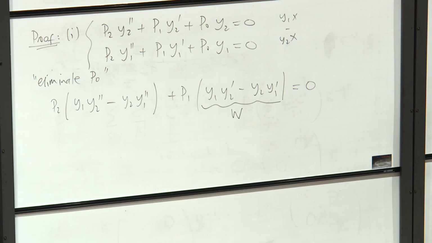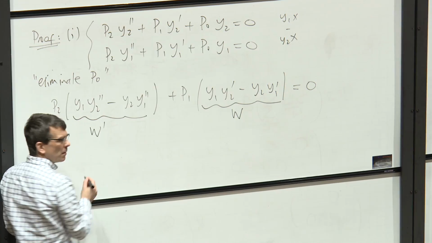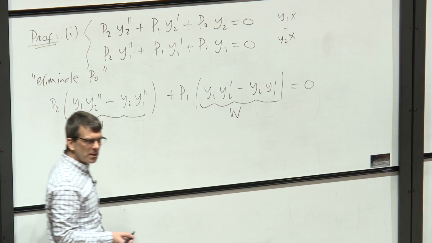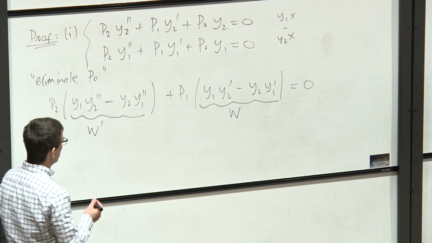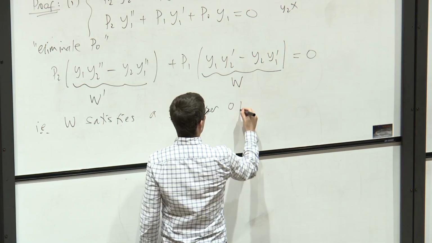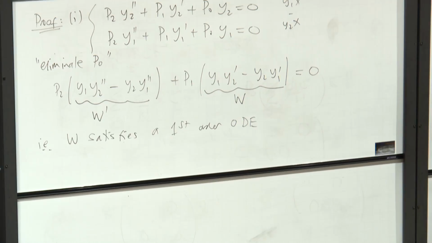And actually, this is the derivative of the Wronskian. If you imagine differentiating this with respect to x, you see the first derivatives cancel: you've got y1 prime y2 prime minus y2 prime y1 prime, and you're left with the second derivatives. And so actually W satisfies this first order ODE. And you can easily solve that ODE.